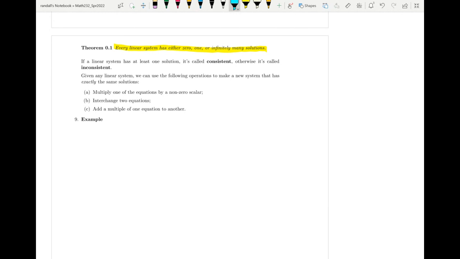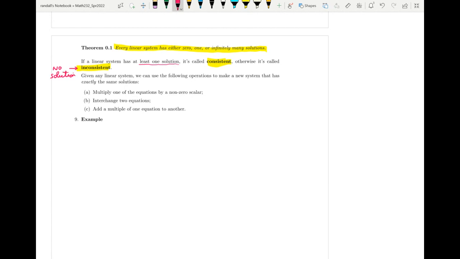So first of all, some terminology, consistent and inconsistent. Consistent means that there's at least a solution, at least one, and inconsistent means no solutions. So we've seen examples of this happening.